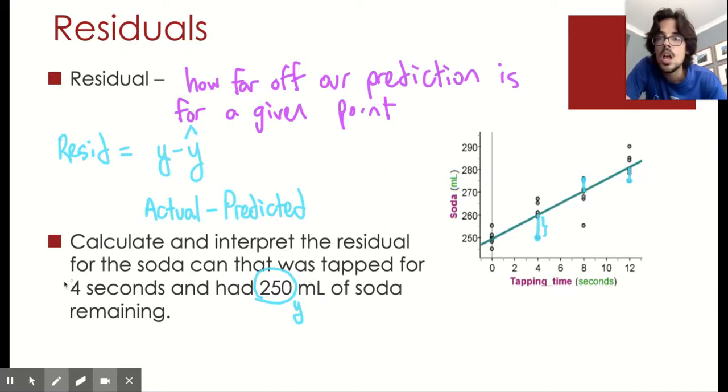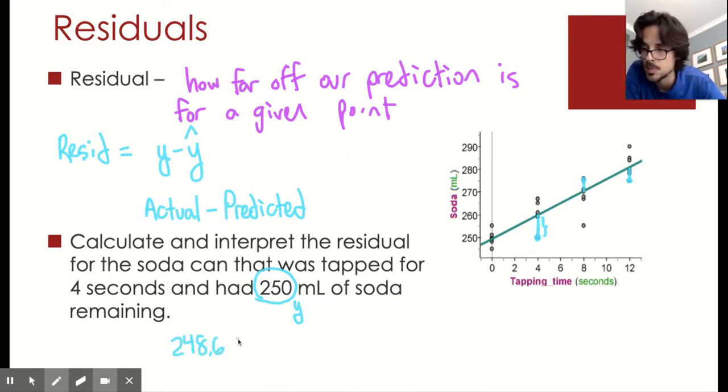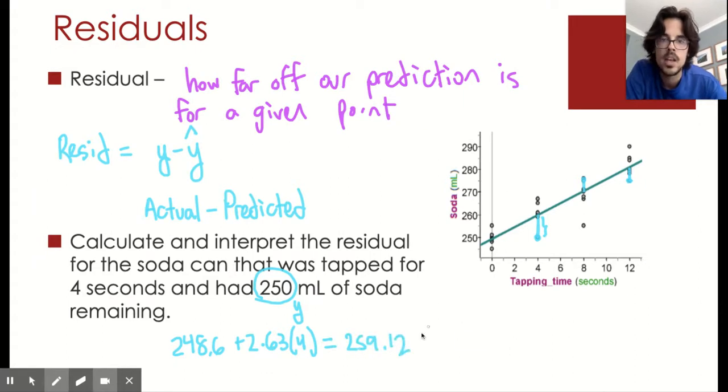Okay? To find out the predicted value, I have to actually plug a 4 into my line of best fit. So if I plug a 4 into that equation, it's going to tell me what my predicted value is. And again, you want to get used to always showing that work for these problems here. So if I plug in a 4, I'm going to get out a 259.12. So this is my predicted Y, or my Y hat.